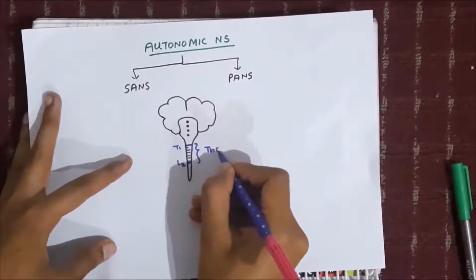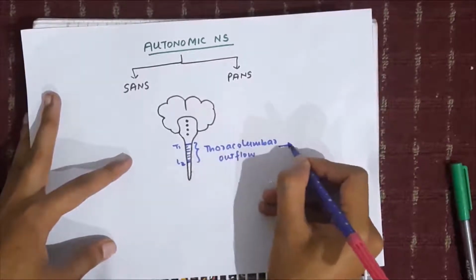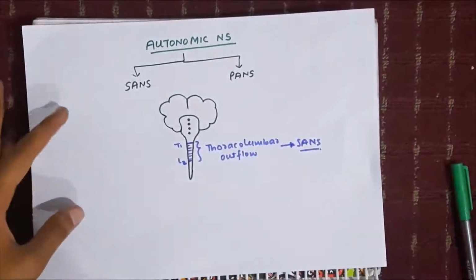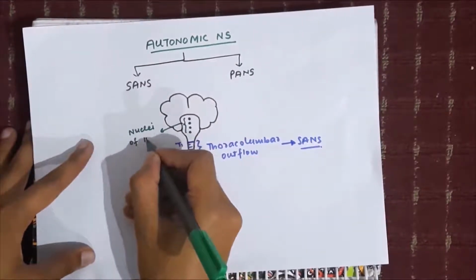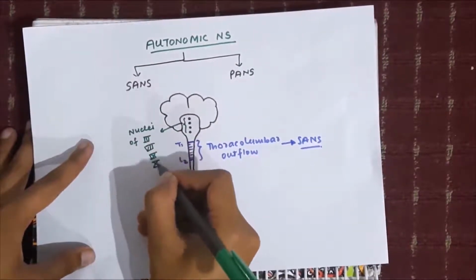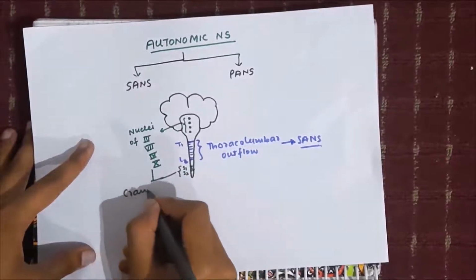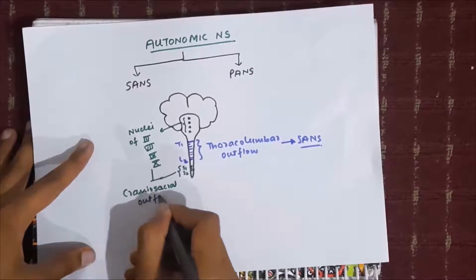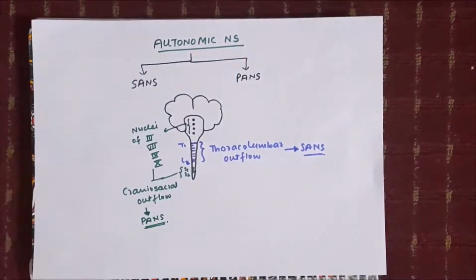This part constitutes thoracolumbar outflow, which gives sympathetic innervation to various organs, and the cranial part, which consists of nuclei of cranial nerves 3, 7, 9, and 10, as well as sacral segments S2 to S4, they constitute craniosacral outflow, which constitutes parasympathetic nervous system. Now, both sympathetic and parasympathetic nervous system emerge from brainstem and spinal cord, and they provide innervation to various organs, various viscera.